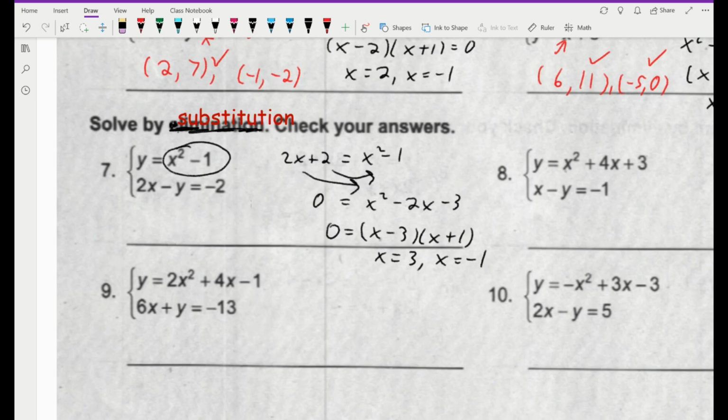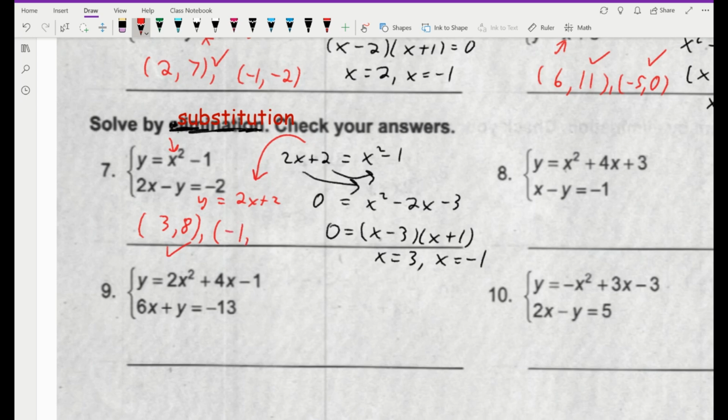Now we have to plug these points back in to get the actual coordinates. So if we plug in 3, we can plug in the 3 right here. 3 squared minus 1 is 8. And we have to check it over here. Oh, I shouldn't have erased that. We had y is equal to 2x plus 2, which is this y from up here. Now we're going to plug in the 3 for the x again, and we'll get 3 comma 8. So these do check. 3 comma 8 is one solution.